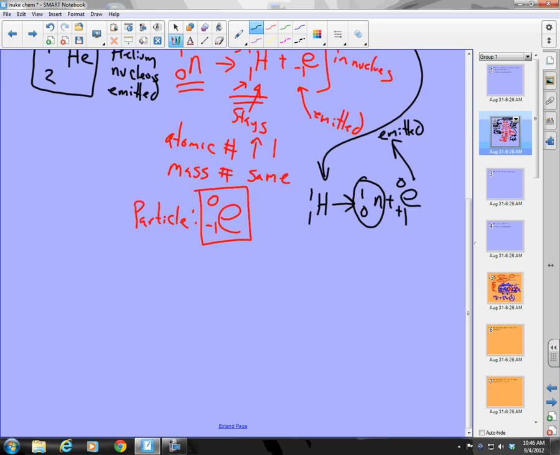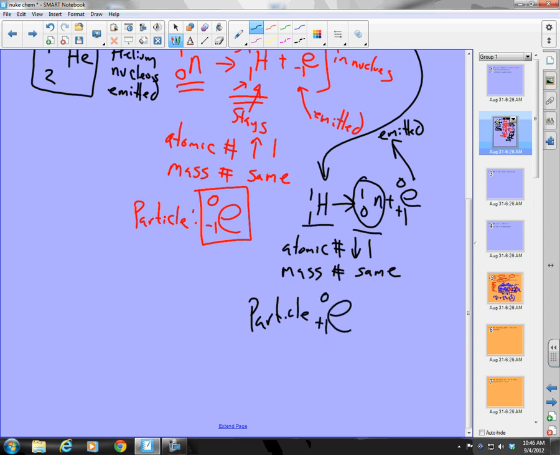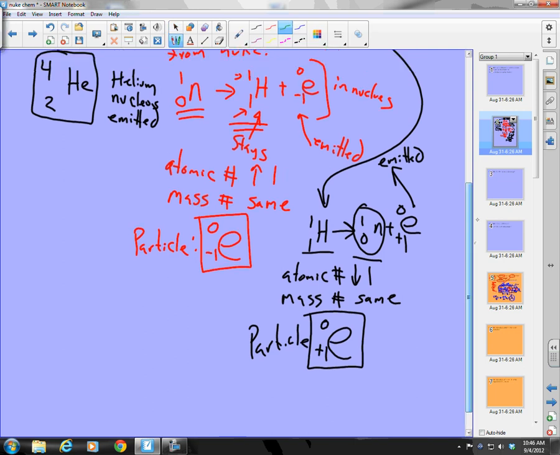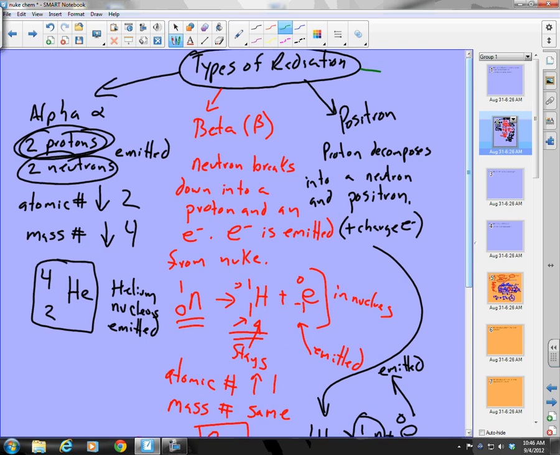So what happens in my nucleus here? My atomic number does what? Well, I have a proton that becomes a neutron. What happens to my atomic number, which is the number of protons? It drops by 1. What happens to my mass number? Well, I lose a proton, but I gain a neutron, so it stays the same. Good. And what is the particle which is emitted? The emitted particle is my e with 0 and +1, which is a positron, right? Great. And then the last form of radiation that we talk about in this class is what we call gamma.